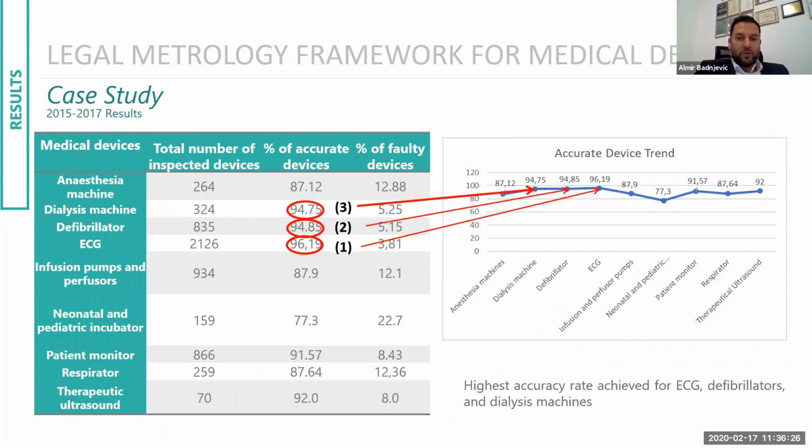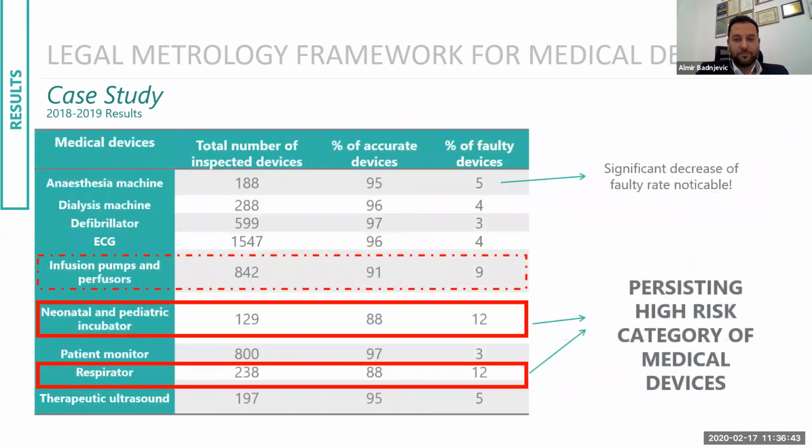From another point, when we look at the accurate devices, we can see that dialysis machines, defibrillators, and ECG are the most accurate devices shown during this case study. They all have 95% or even more accurate devices. After a few years of inspection and pushing the authorized distributors to do the correct services, we found that the still persisting high-risk categories of medical devices are incubators, mechanical ventilators, and anesthesia machines. But now you can see that those numbers are much lower, and the faulty rates decreased considerably in 2018 and 2019.